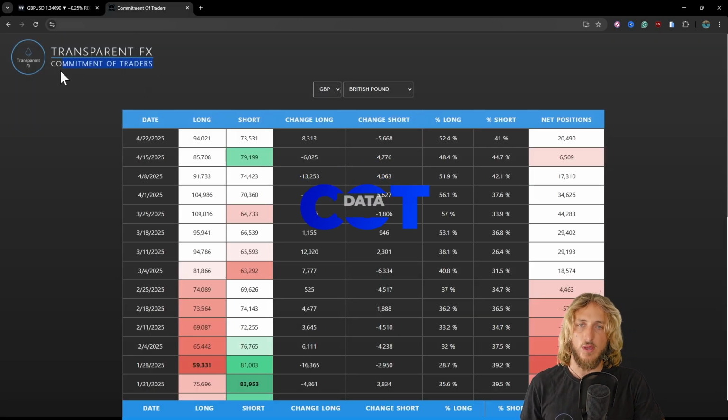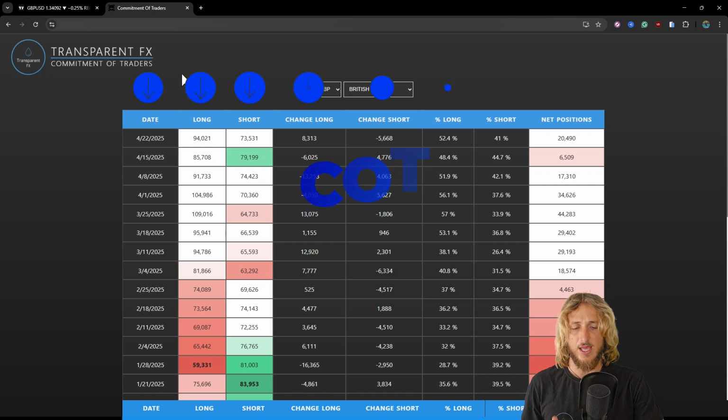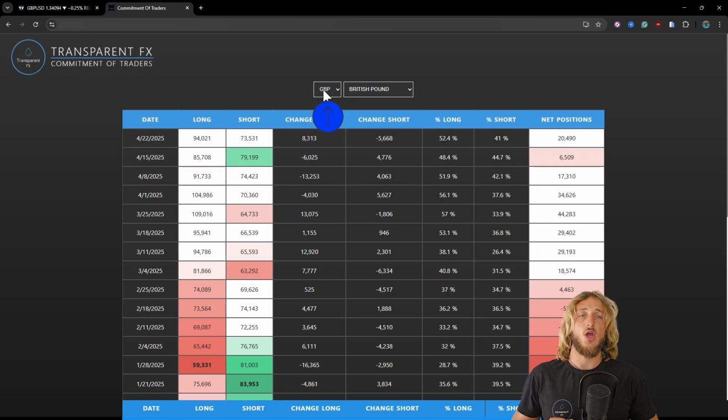Because if we go and see what we have when it comes to the commitment of traders and we pull out the data for the GBP, the first thing that we have to keep in mind is that if we are looking at the data for the GBP, we're actually already looking at GBPUSD because all currencies on the spot are traded against the USD.